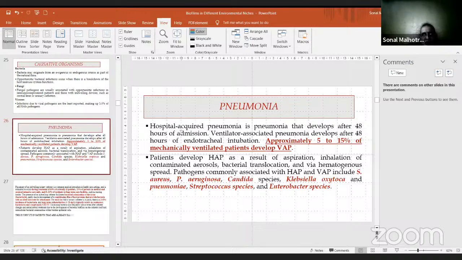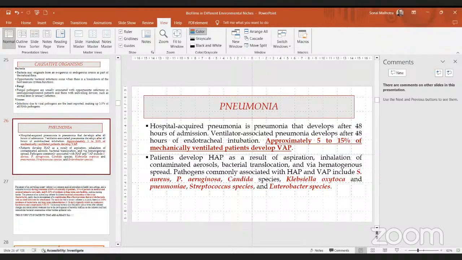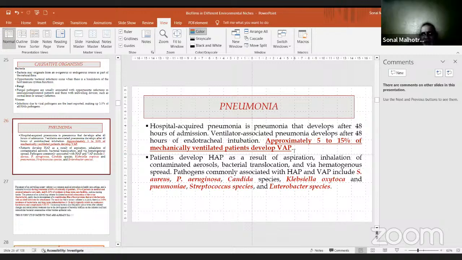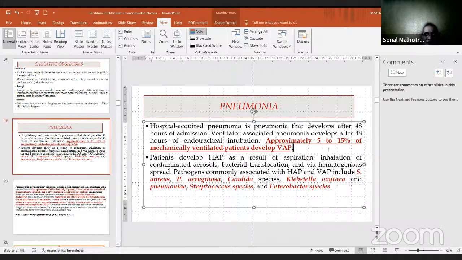Hospital-acquired pneumonia is just pneumonia that develops after 48 hours of admission. Ventilator-associated pneumonia develops 48 hours after endotracheal intubation, where they put a tube into your mouth, your mouth remains open, and you're assisted in breathing. A ventilator forces air, and it's for people who are debilitated and have pneumonia. Approximately 5 to 15% of mechanically ventilated patients develop VAP, which means out of 100 patients, up to 5 to 15 will develop pneumonia as a result of this.